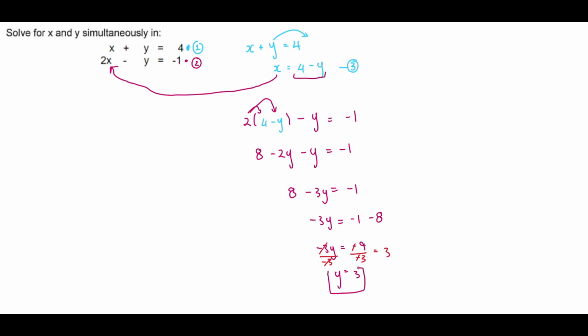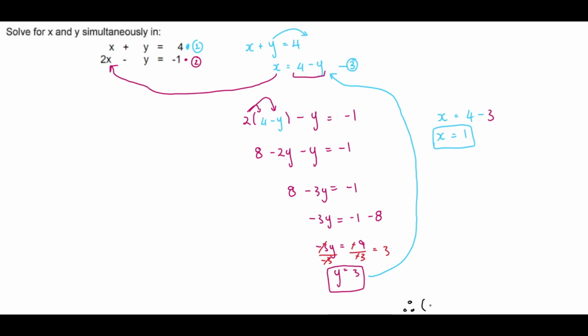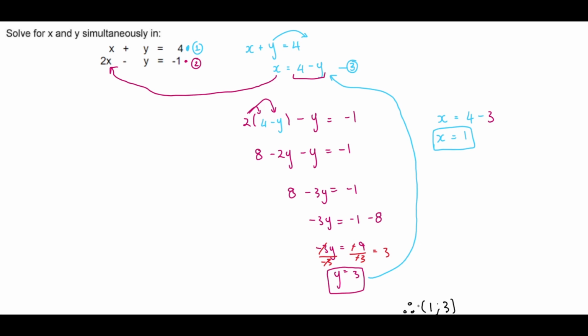So now I have my value for y. I can now go ahead and plug this y value back into the third equation to get the x value. So therefore I can say x equals 4 minus the y value being 3. And therefore x equals 1. Our point of intersection is therefore 1 and 3. And that's our final answer.